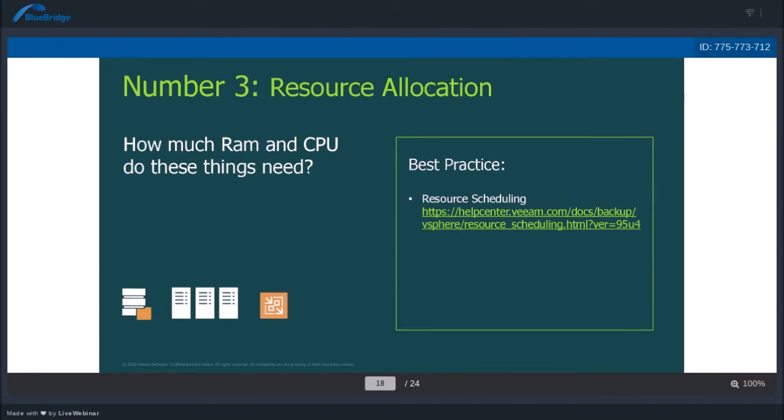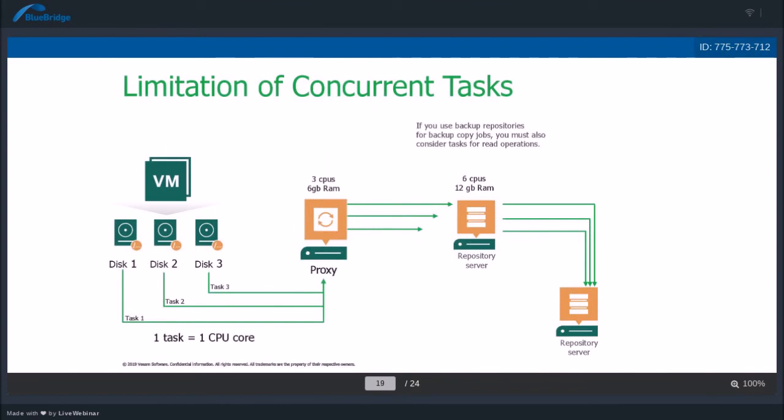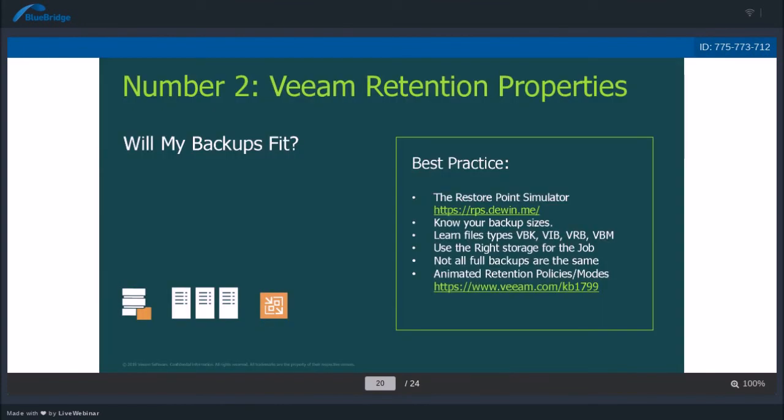Resource scheduling. This is something that is actually quite difficult, and I will actually combine these two. So number 3, resource allocation, as well as Veeam retention properties. Now, again, I will switch to my lab. If you're looking at the question, will my backups fit? Because this is one of the biggest problems with backup solutions. We are getting asked, okay, how much space will I need for my backups? And we're always saying, okay, tell me your data protection policy. I can estimate it for you.